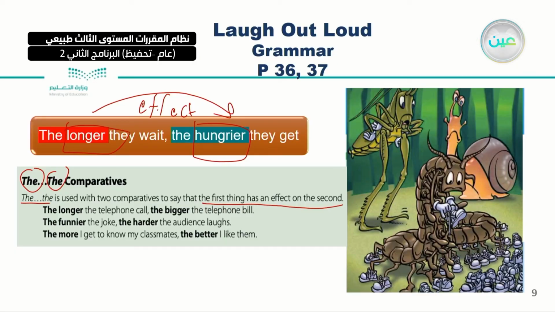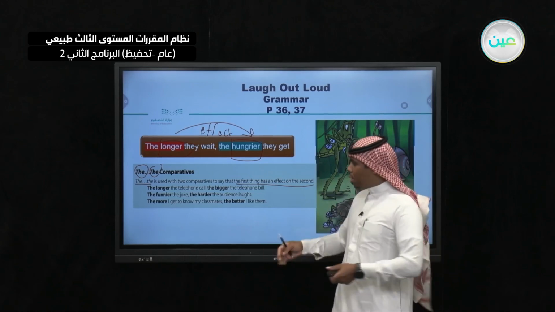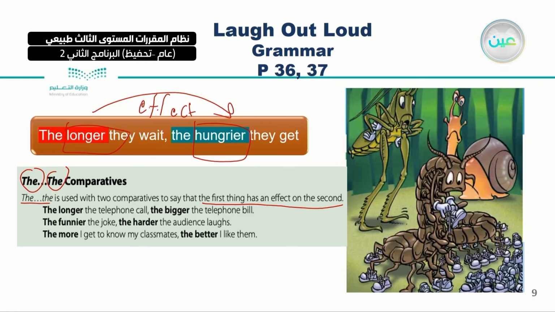Finally, the more I get to know my classmates, what will happen if I know my classmates more? The better I like them. So here we used "the" then an adjective. What effect happened? Here, the bigger, the harder, and the better. So we use "the" and "the" with comparatives to compare things where one has an effect on the other.